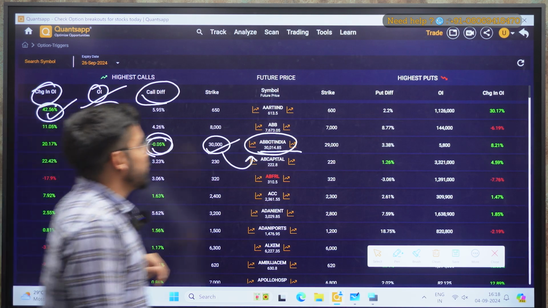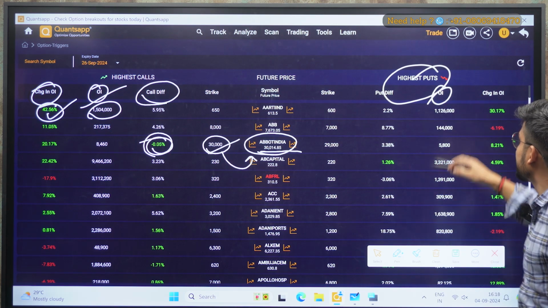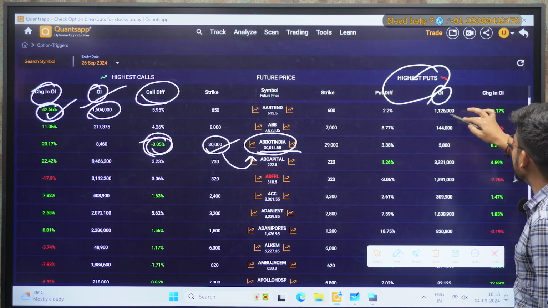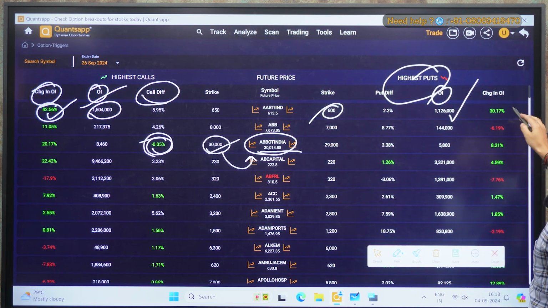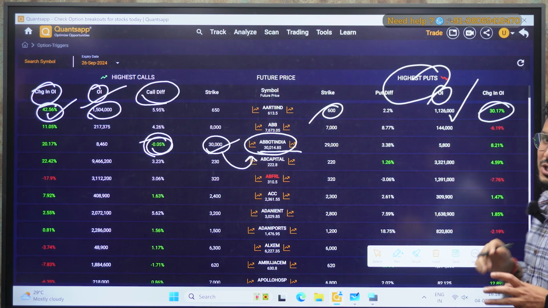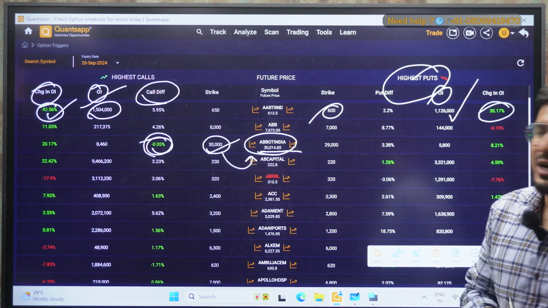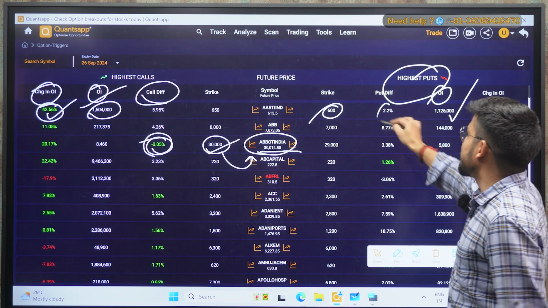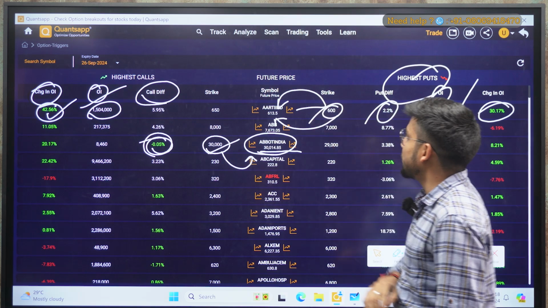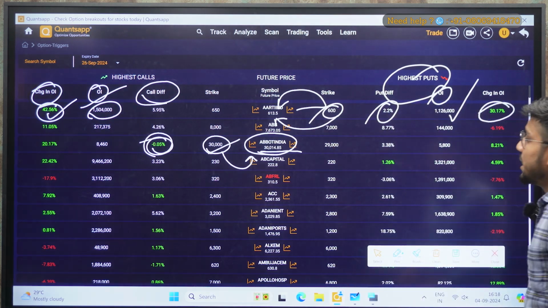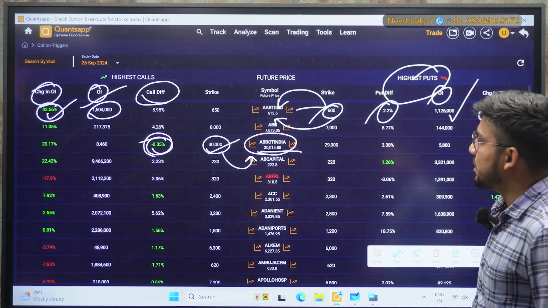If you go to the put side, I can see change in OI here. This change in OI shows me how many contracts there are at this strike price, and the change in OI means how many contracts of sellers have been increased or decreased at this particular strike price. Similarly, put difference shows you how much above or below this strike price is from the current market price. These were certain terms that you can see here in Triggers.